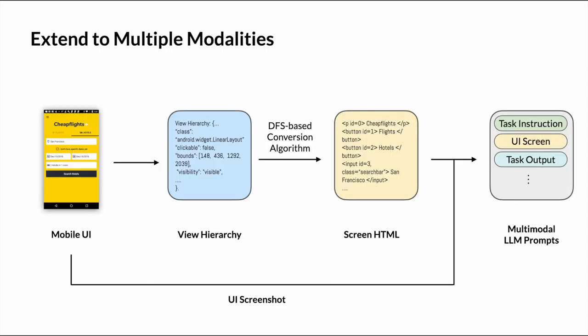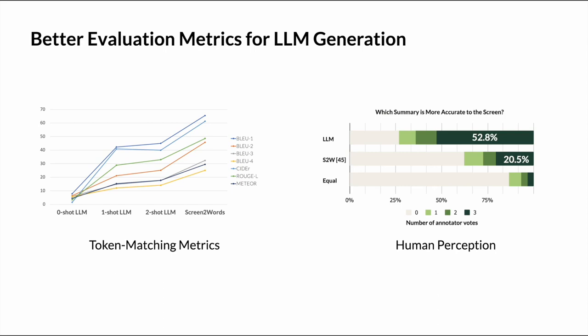Additionally, our work only leverages the textual information of UI. However, UI also has visual information that cannot be conveyed in text alone. A natural next step is to extend our prompting approach to multimodal prompts, using models such as GPT-4 and Flamingo. Lastly, our studies and various recent work have shown the limitation of existing token matching metrics in evaluating LLM generation. It is important for future work to investigate metrics that better reflect the actual quality of text generated by LLMs.